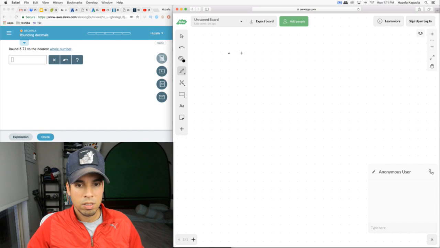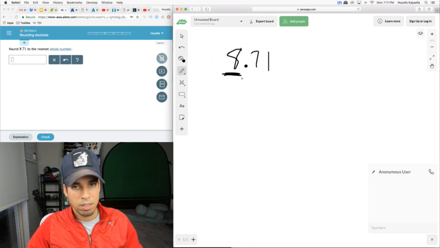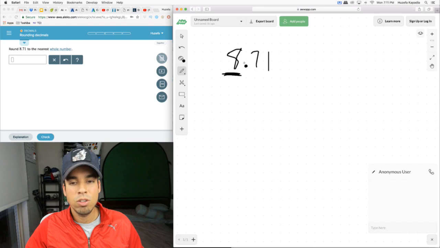Here we go, 8.71 to the nearest whole number. So how do we round? Well, here's where we want to round to. Whatever they say, if they say the nearest tenth, hundredth, whatever, they said the nearest whole number. So we start at the whole number.